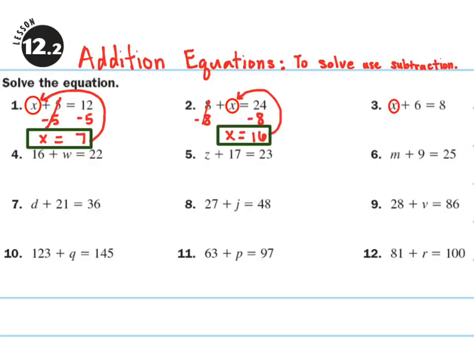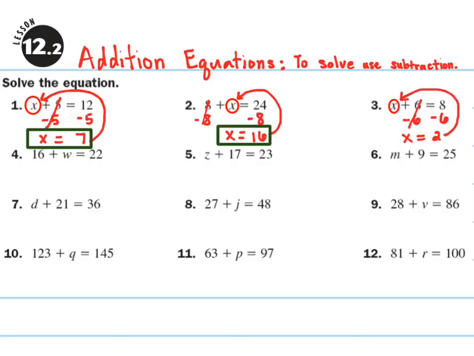On this next example, we are going to identify the variable, so x is right up there, right? After we've identified where x is, we're going to do the opposite of adding 6, which is subtracting 6. So we subtract 6 from both sides. Now, when we subtract 6 from 6, that cancels out and gives us 0, and so we're going to have x alone on this one side. And then I subtract 6 from 8, and I get 2.